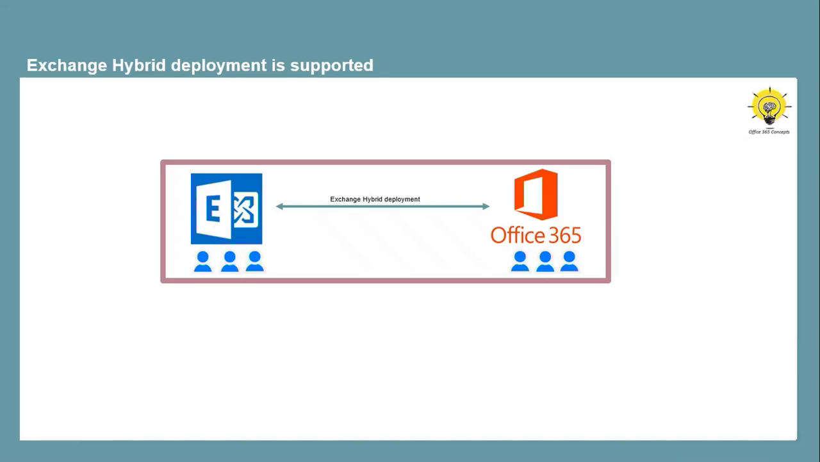Like earlier versions of Exchange Server, you can achieve Exchange hybrid deployment with Exchange 2019 as well. In hybrid deployment, we can have some mailboxes on-premise and some of the mailboxes in Office 365. We will talk about Exchange hybrid deployment in detail in upcoming videos.